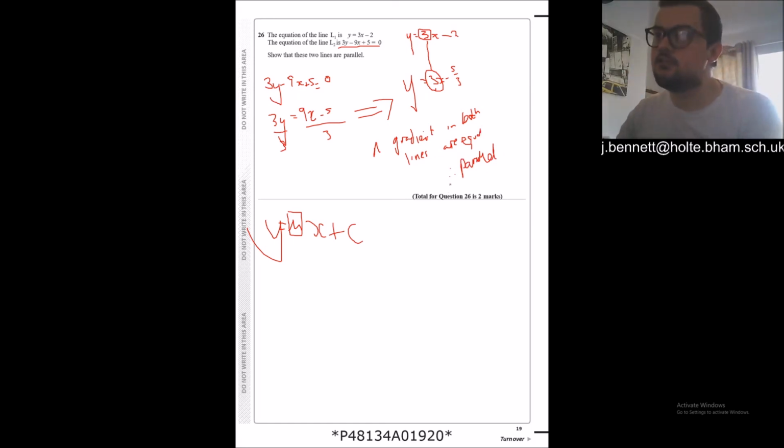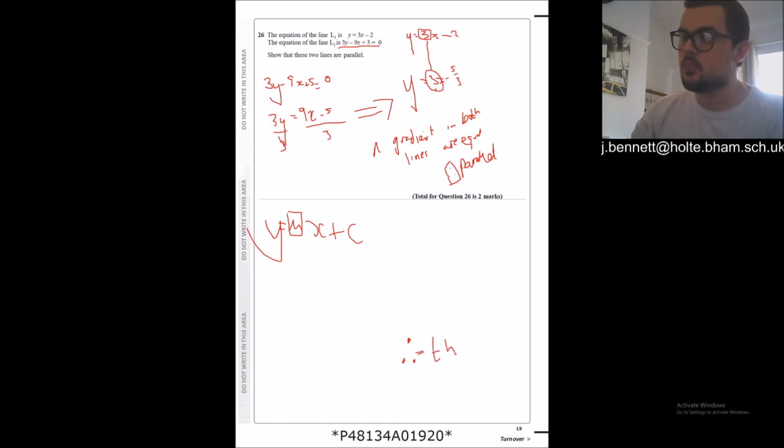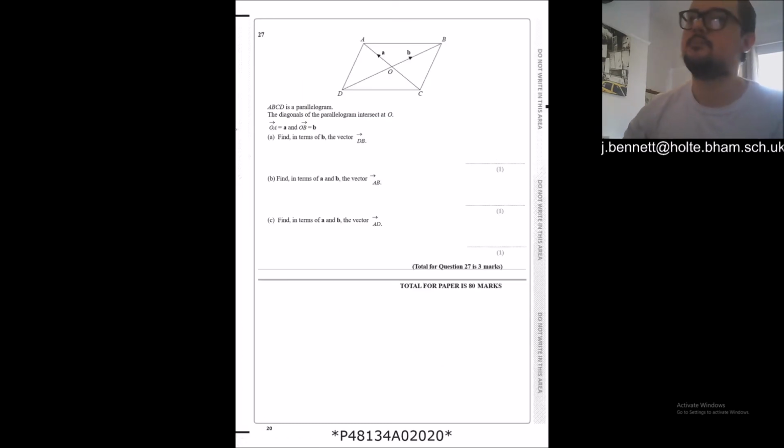And the 3 little dots I've done here, that means therefore. I can't be bothered to write the word therefore, so I just write it as 3 little dots, in the shape of a triangle. That means therefore. I'll save you a bit of time when you're doing these little proofs. Let's go to question 27, which is the last one.